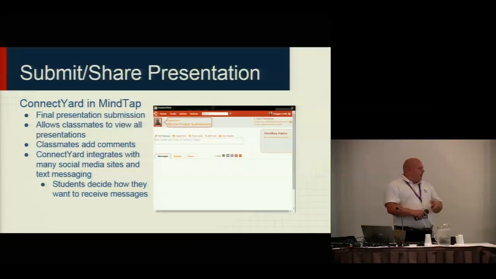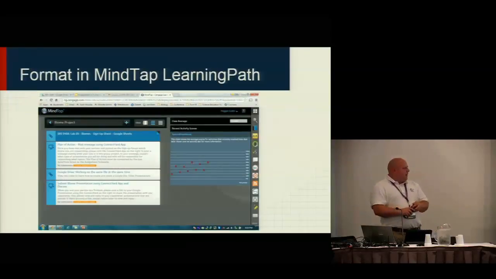So the class can add comments here. The Connect yard integrates with social media, as I said, and text messaging. The students can decide how they want to receive it. It's not just one-size-fits-all. If you don't use Facebook, that's okay. There are several different avenues you can receive it, or you can go into MindTap itself and get to it as well. All right, so the format in MindTap looks like this. Like I said, it's basically a four-step process, four things that I add, and it's in this order. Now, this is called the learning path in MindTap.